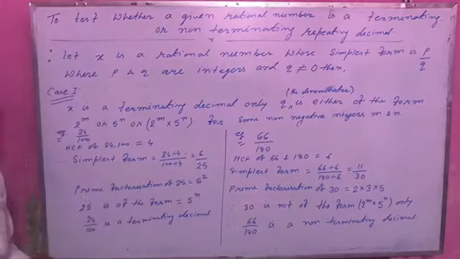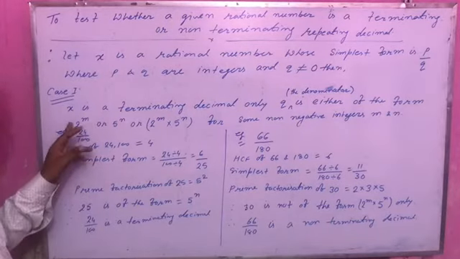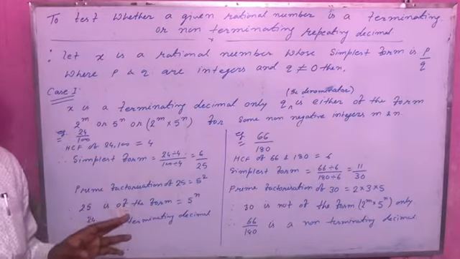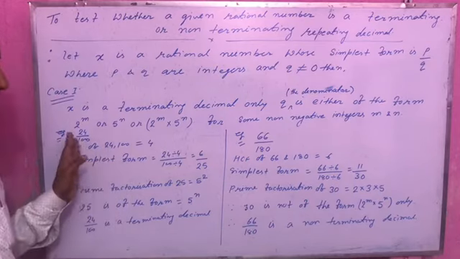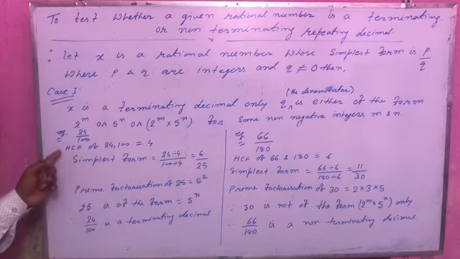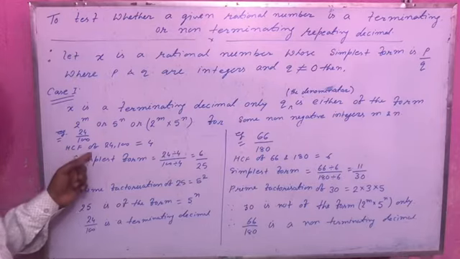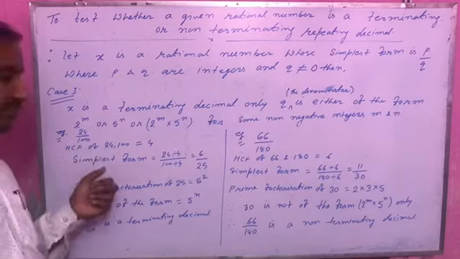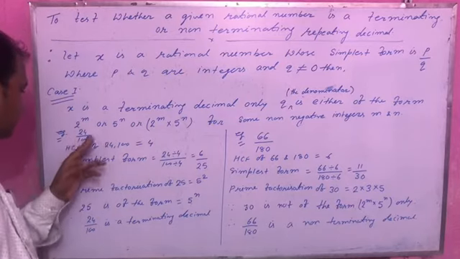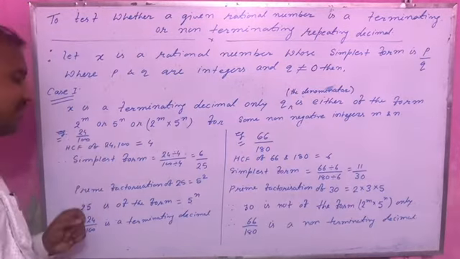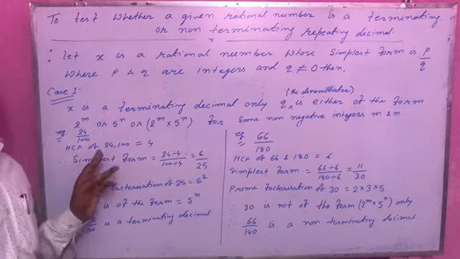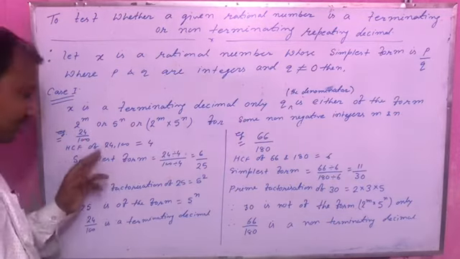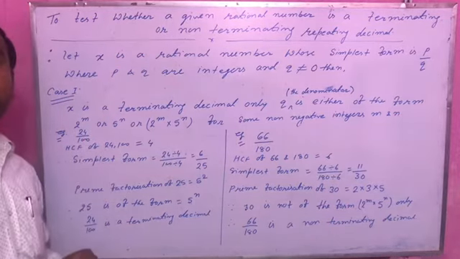Go through an example. So that 24 by 100 is a terminating decimal. ये terminating है या non-terminating? तो here we have taken an example 24 by 100. So at first we will write the simplest form of the number. How to write the simplest form?